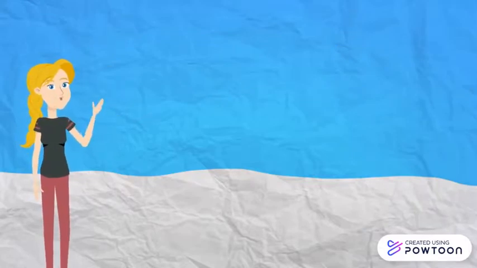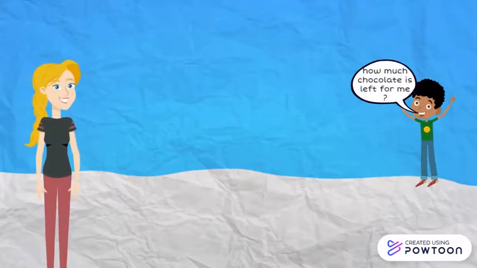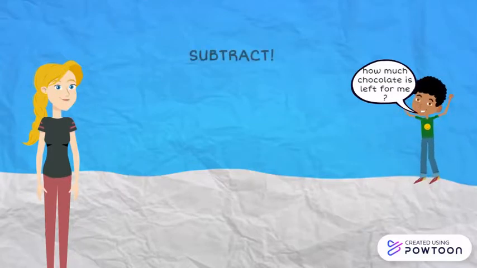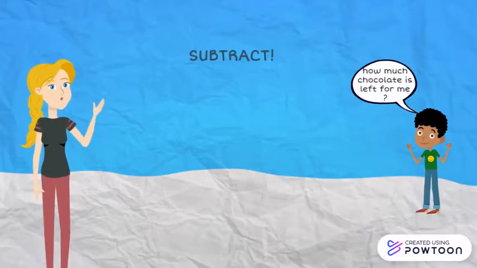Now, James wants some as well. Since you ate 97%, he should get what's left. How much does he get? And what do we do to find out? Bingo, we subtract. We should subtract 97 from 100.